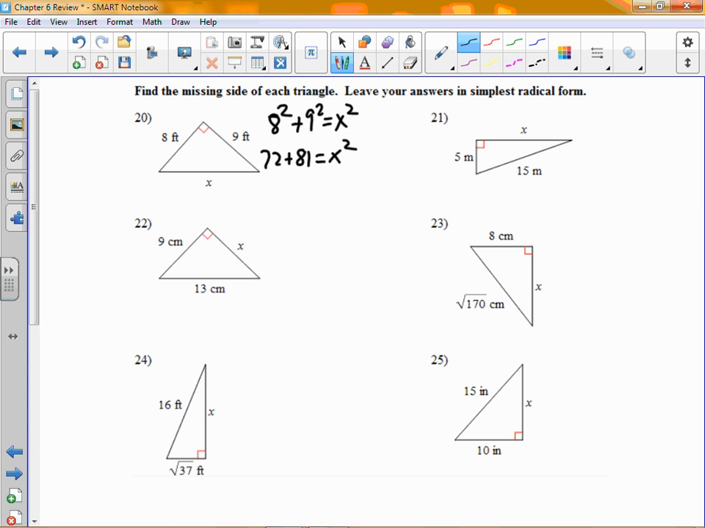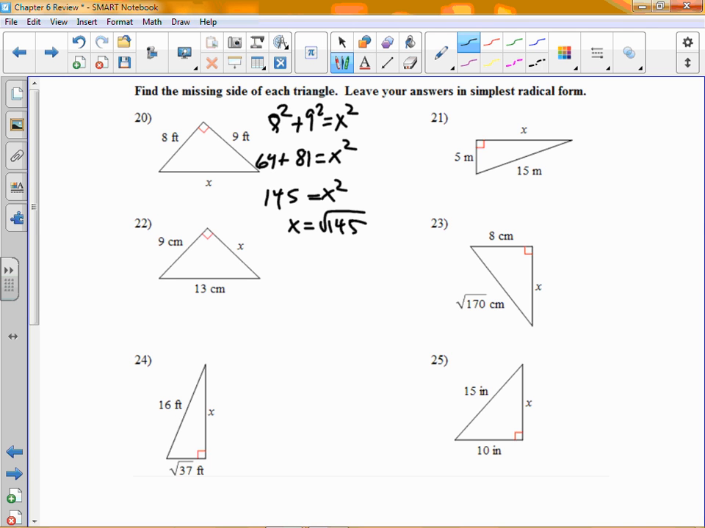Where did I get 8 squared from? 64. 64 plus 81 is 145. And that's equal to x squared. So x is the square root of 145.